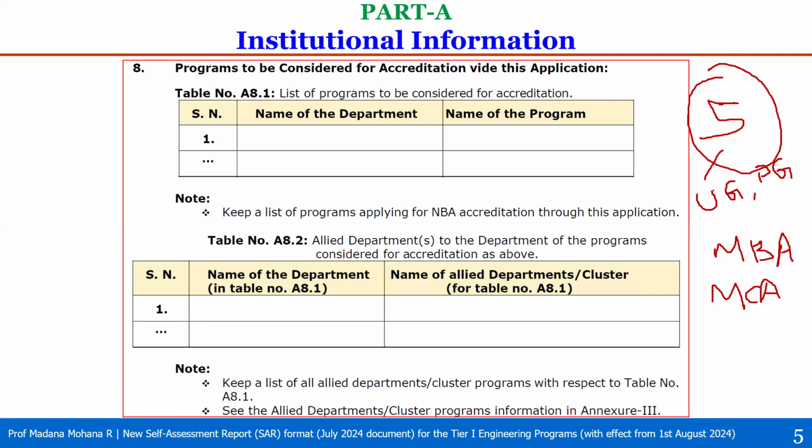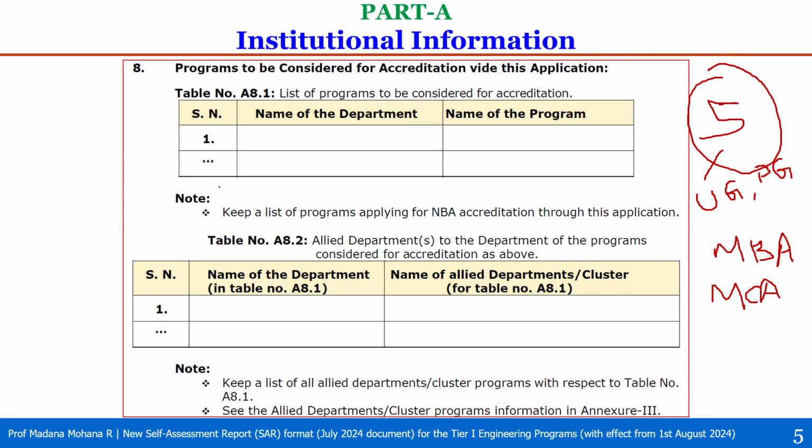Suppose in the first spell you are applying for 3 UG programs, one ME MTech, then one you may include either MBA or MCA. Total 5 programs in an application. If you want to go for more than 5 programs, then you can put up another application again with a similar combination. So, the list of programs to be considered for accreditation.